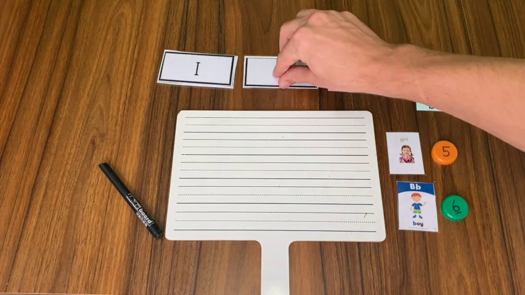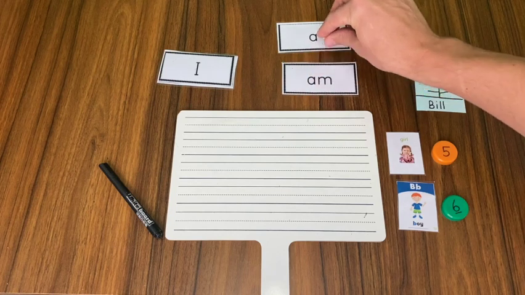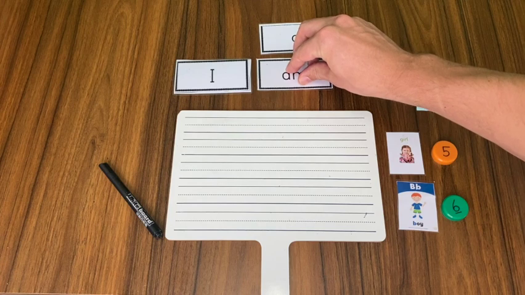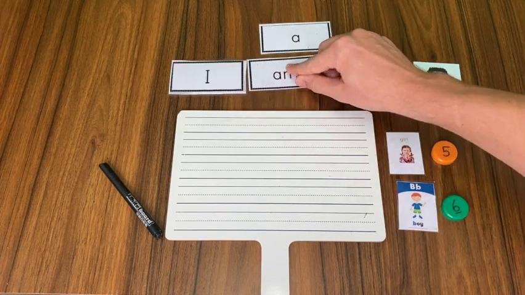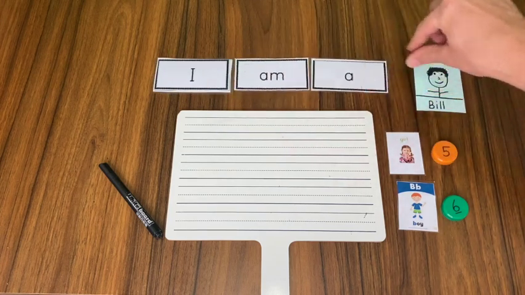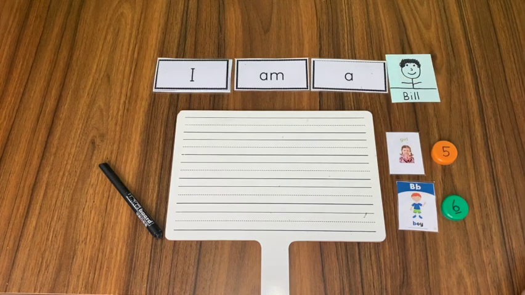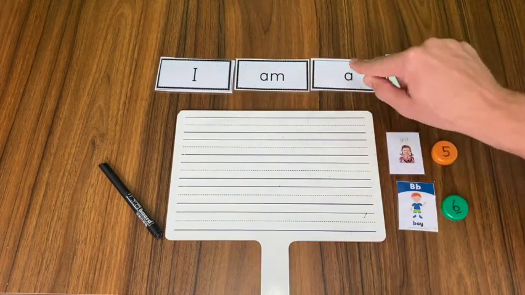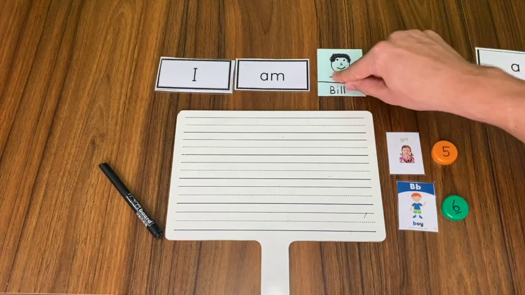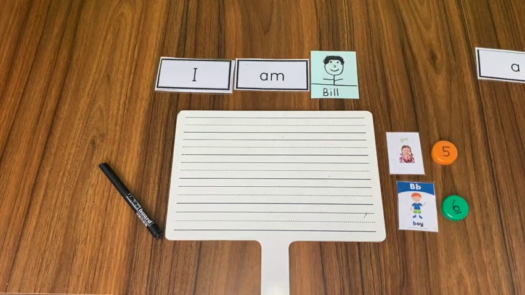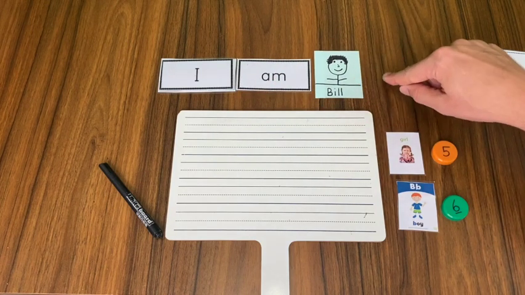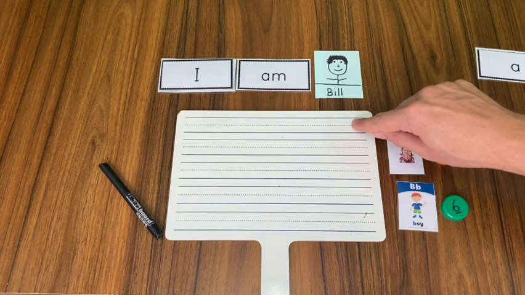So here the students can work with the words to build the sentence and see it. They'll have a visual of what they need to write. I am a Bill. Now, if you ask the students to repeat this, most students will see and feel that something is wrong. There you go, Bill. I am Bill. And now, Bill can write that on the line.